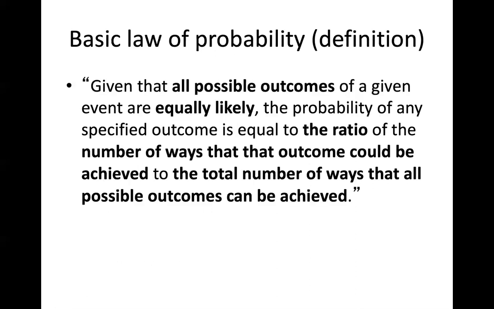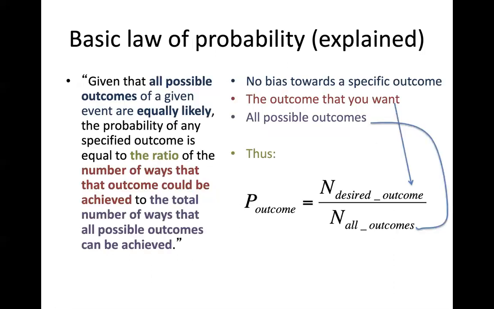It's called replacement. So the basic law of probability is, given that all possible outcomes of a given event are equally likely, the probability of any specified outcome is equal to the ratio of the number of ways the outcome can be achieved to the total number of ways that all possible outcomes can be achieved. Who cares, right? Well, if you break it down slowly, you'll probably understand it.